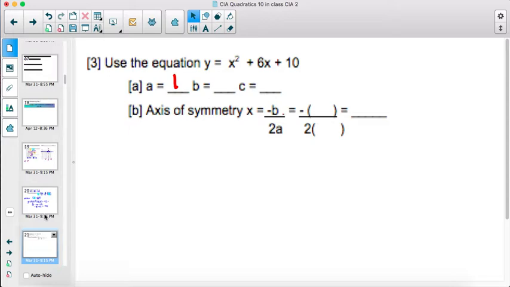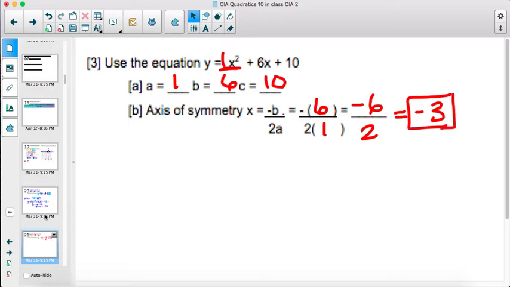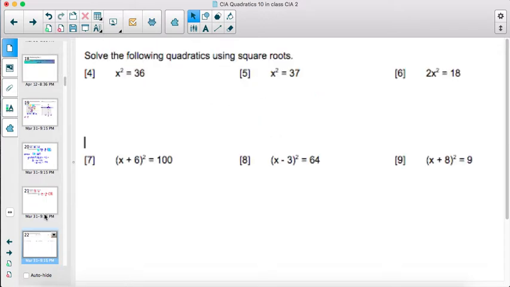Alright, A is 1. Don't forget, whenever there's just a letter or a variable, it's a 1 in front, so that's a 1x squared. B is 6, C is 10. So my B value is 6, my A value is 1. I get -6 divided by 2, so my axis of symmetry is -3. Alright, so that's the second type of problem you're going to see on your quiz.